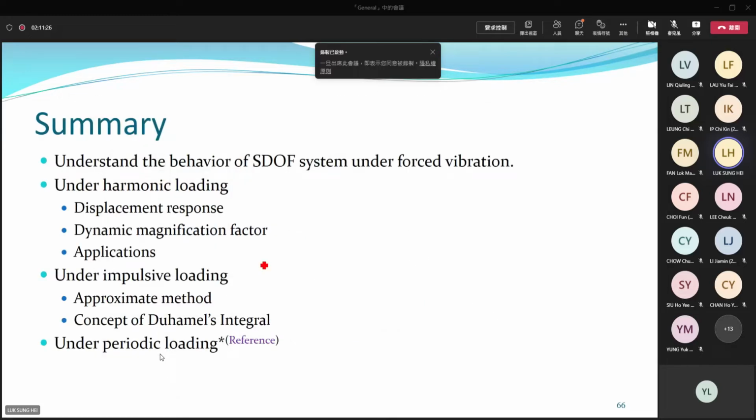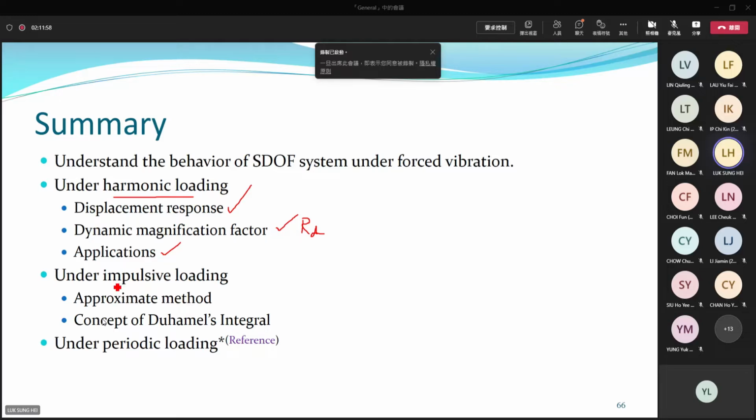So in summary, in this chapter, topic 6, we introduced how to find the response of structures under different dynamic forces. Firstly, we introduced structures under harmonic force. We discussed how to find the steady state solution. We introduced one important factor, DMF, dynamic modification factor. And then there are several applications: force transmission, vibration isolation, calculating damping ratio, and also accelerometer.